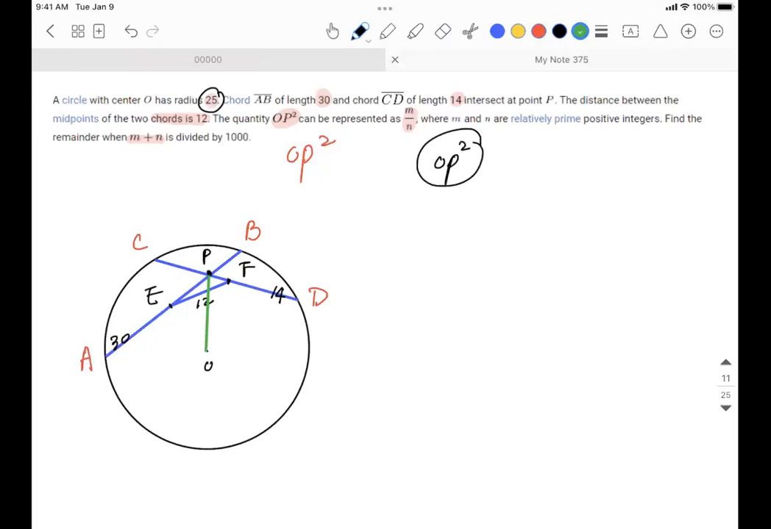How can I deal with such a problem? I have two chords. The two chords have two lengths, right? And then I'll be able to make a connection between the two chords. The distance between the midpoints of these two chords is only 12, right? That's the measurement. And then you want to find the value of OP squared.